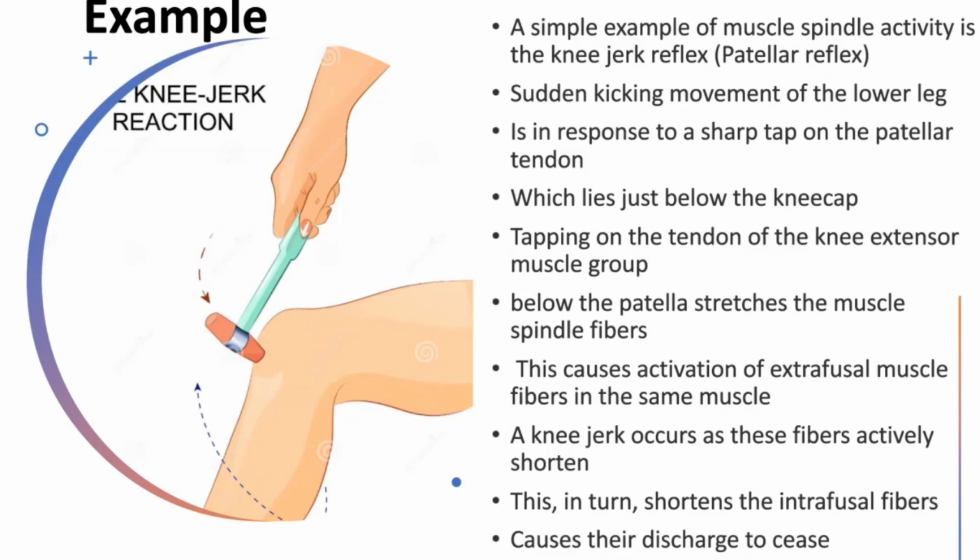Tapping on the tendon of the knee extensor muscle group below the patella will stretch the muscle spindle fibers. This is going to cause activation of extrafusal muscle fibers in the same muscle. A knee jerk will occur as these fibers actively shorten, and this in turn shortens the intrafusal fibers and causes their discharge to cease. I will now pass it on to Jordan, who will be talking about muscle spindle composition.